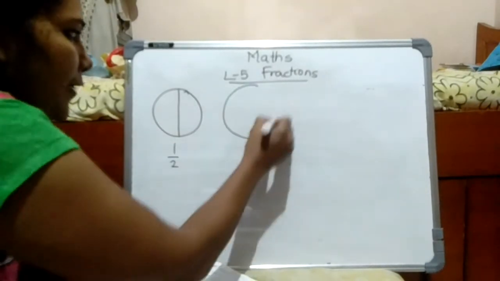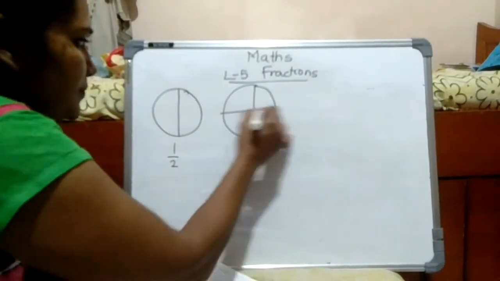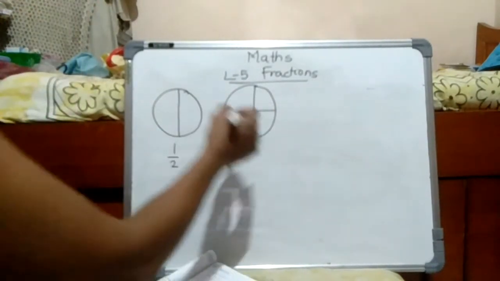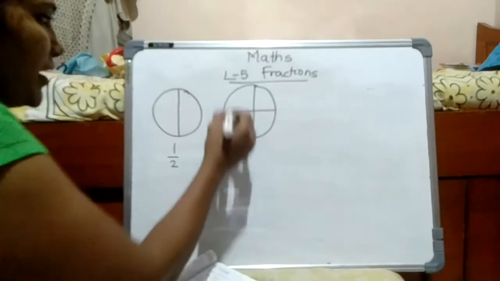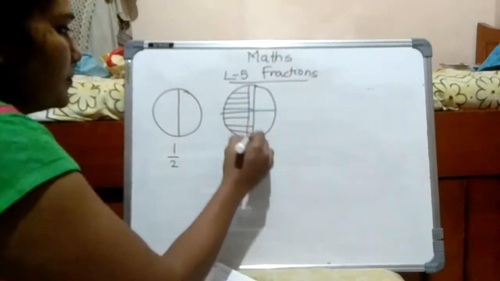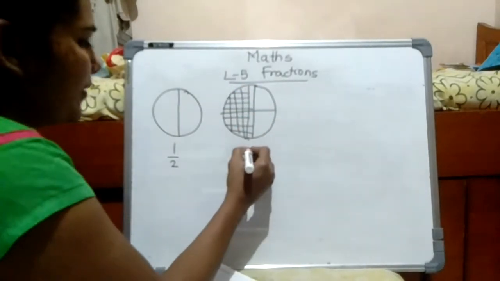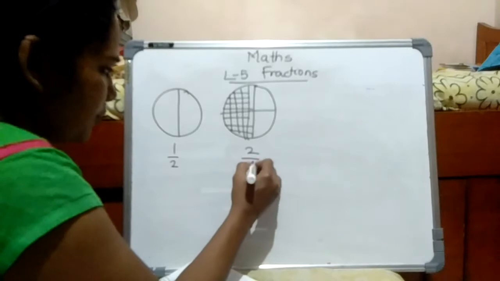Suppose a circle is there, I have divided it into 4 parts. Out of that 4 parts, I have shaded the 2 parts. So I will be writing 2 upon 4.